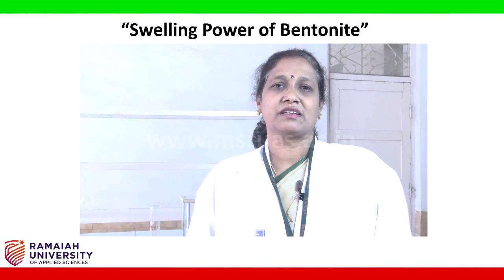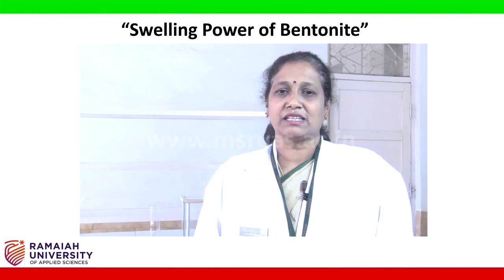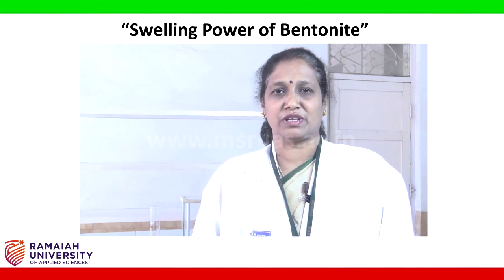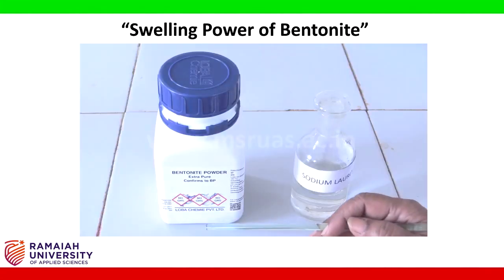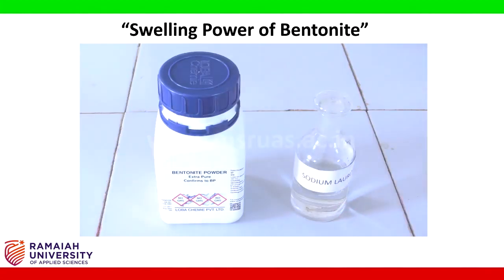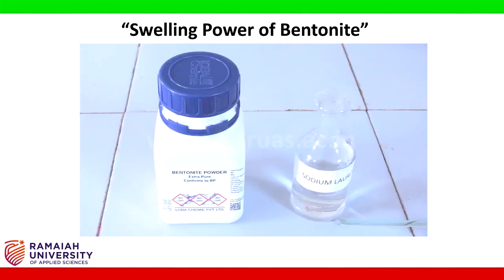Hi students, the title of the experiment is Swelling Power of Bentonite. The aim of the experiment is to carry out the swelling power of bentonite. The chemicals required for this experiment are bentonite powder, in which we are going to check the swelling power of bentonite, and sodium lauryl sulfate solution, which is used as a media for checking the swelling power of bentonite.